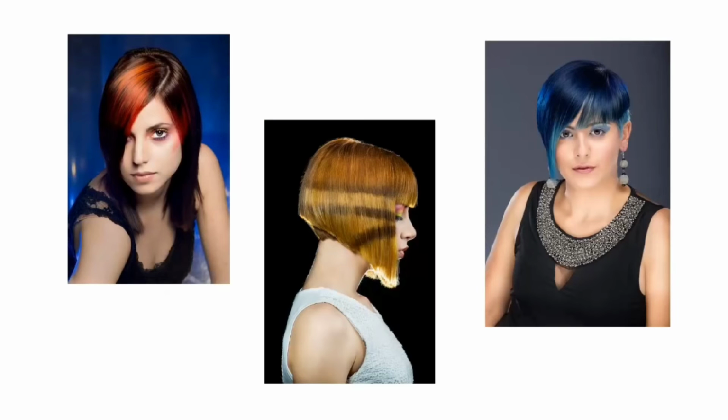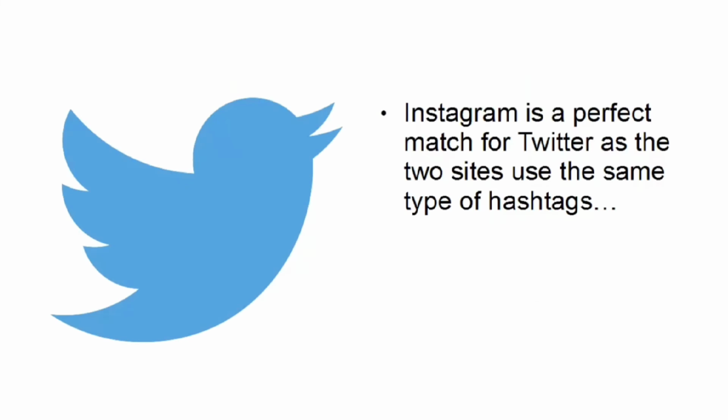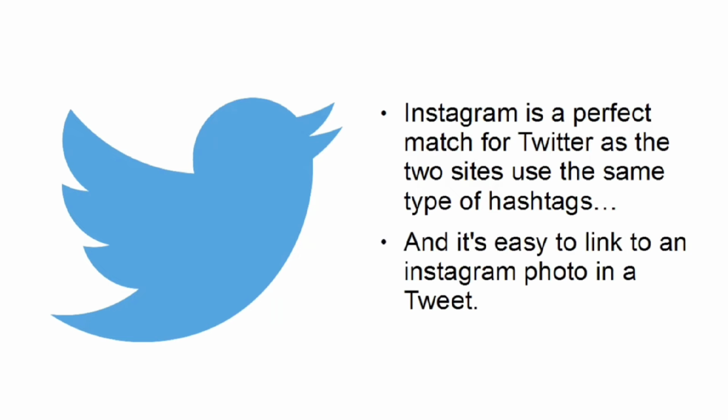So say, for example, you have a hairdresser's or a salon. You could ask your clients if you could take a photo of them with their new hairdo and post that on Instagram, and ask them to do the same if they have an Instagram account. So you're going to spread the word out to all their friends and followers. Now, Instagram is a perfect match for Twitter, as the two sites use the same type of hashtag, and it's easy to link an Instagram photo into a tweet.